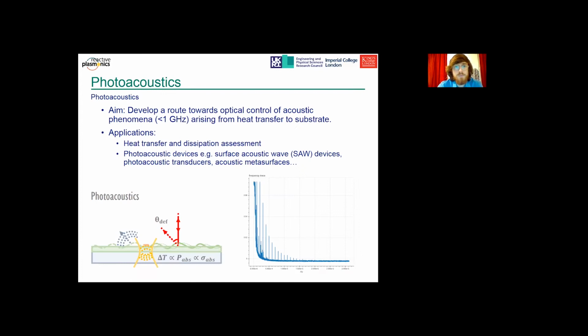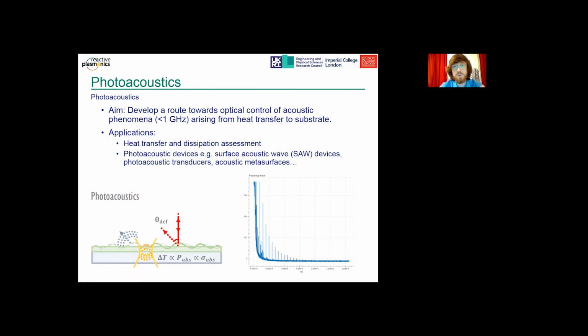We've also been looking at photoacoustic applications, so aiming to combine optical control of acoustic phenomena. And the way we've been doing this is upon heating a plasmonic particle, we generate heat, and that heat is transferred into the substrate, and it travels through the substrate as acoustic waves. And we can measure these acoustic waves, as you see in this graph on the bottom right. And this measurement would allow us to assess the efficiency of heat transfer and dissipation between two different materials.